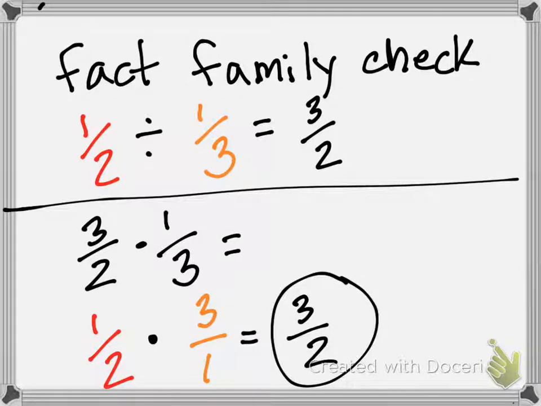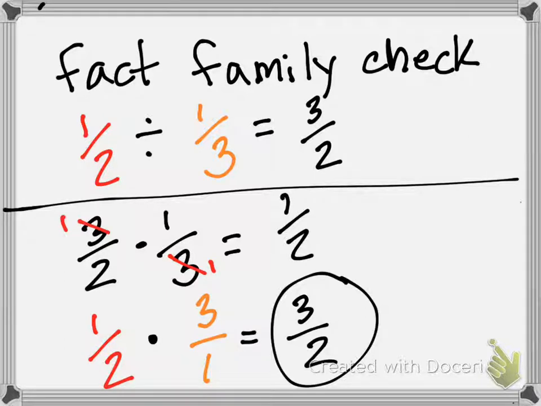And what do we get here? What's 3 over 1 times 2 over 3? What do we get total? We get 1/2. We can also use our cross canceling. 3 and 3 become 1 and 1. We get 1/2.